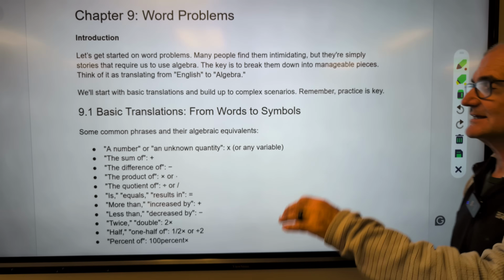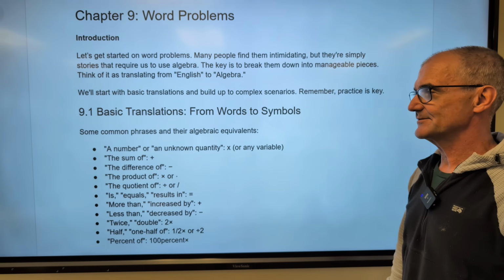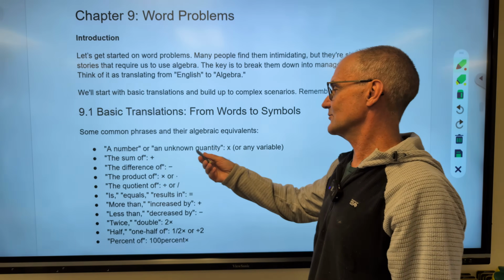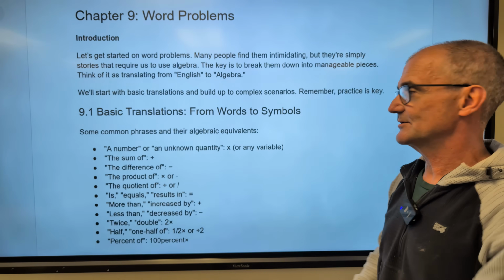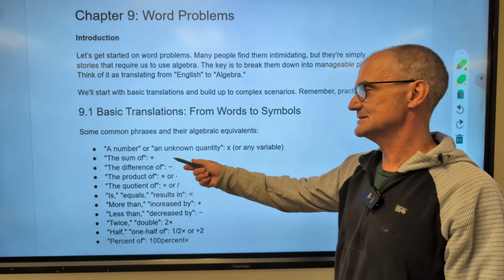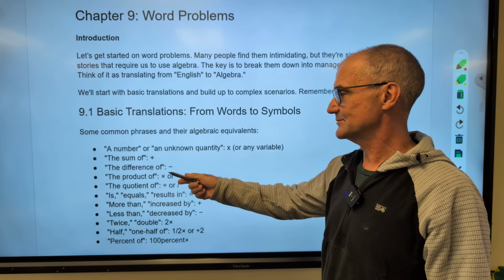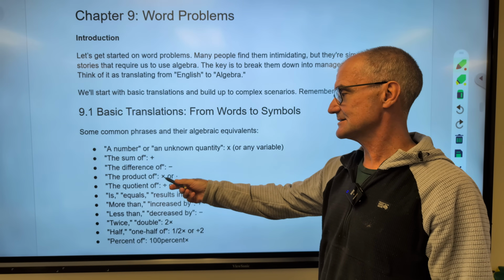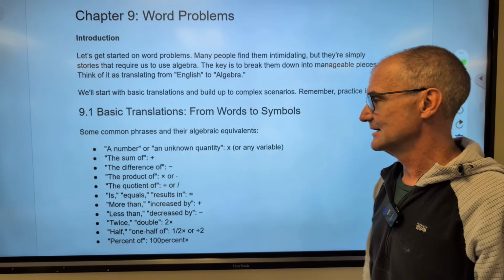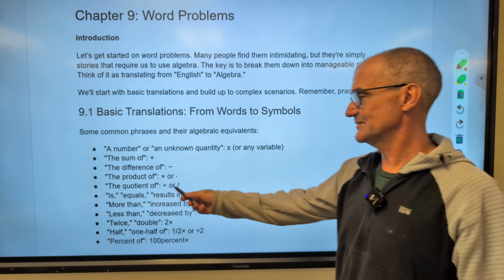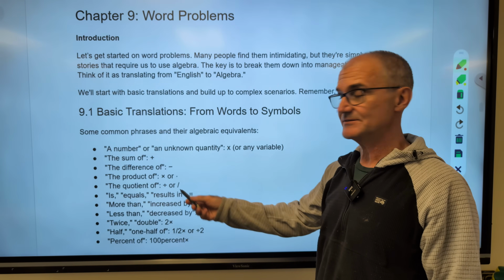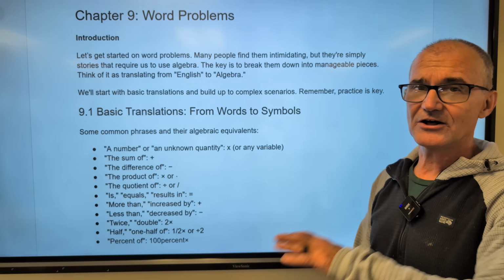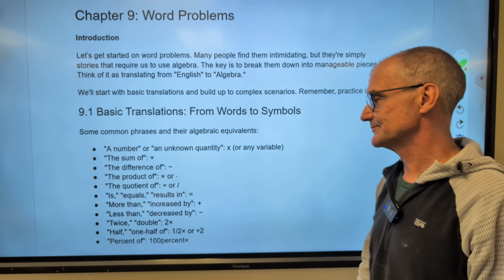I like to circle the key words and then translate them. But here are some of the keys. A number or unknown quantity is going to be your variable. The sum means to add. The difference, subtract. Product means to multiply. Really small little x or a little dot means to multiply. The quotient of, division, or a slash mark means division. Equals, results in, is, all three of those words mean equals.